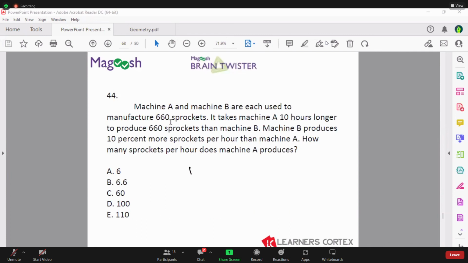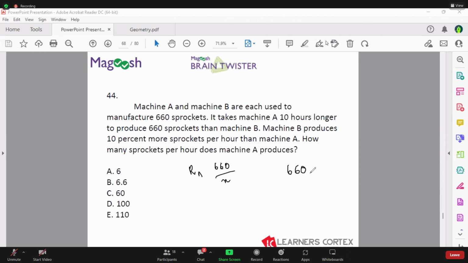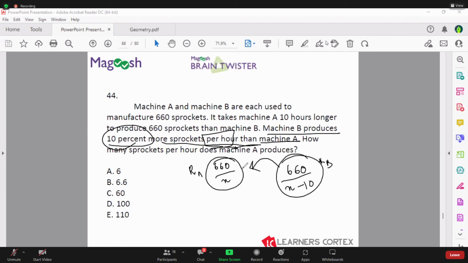This is the question. So the rate of A was 660 by X, and the rate of B was 660 by X minus 10. Okay, this is the rate of B. It says that machine B produces 10% more rockets per hour. Per hour, that means that is the rate of B. So machine B is 10% more than this value. Okay, 10% extra basically of this value.